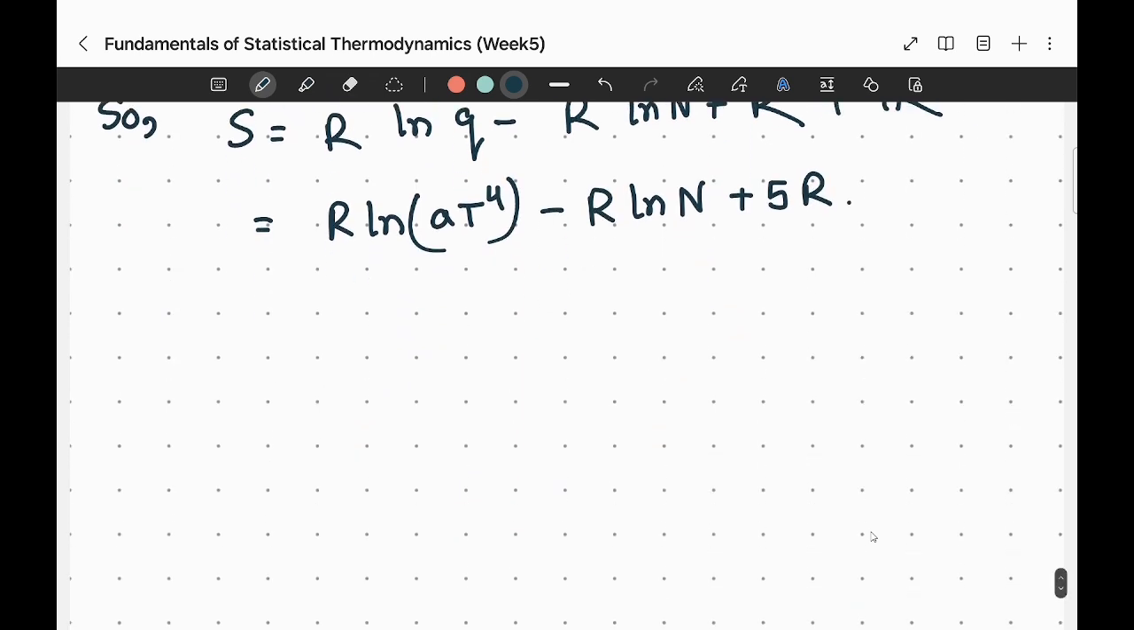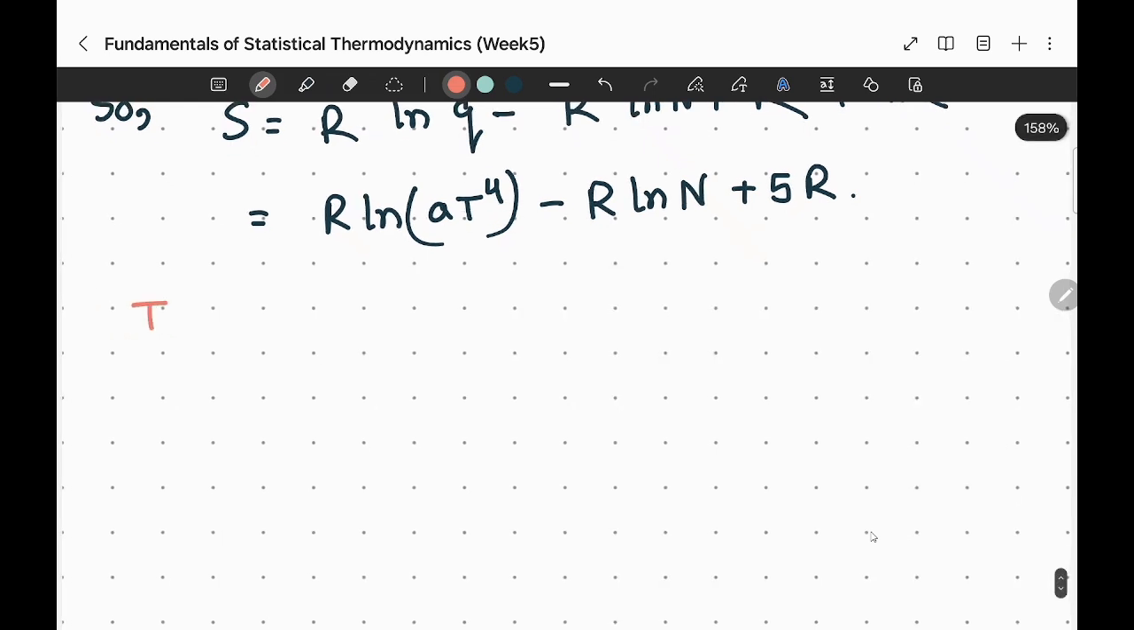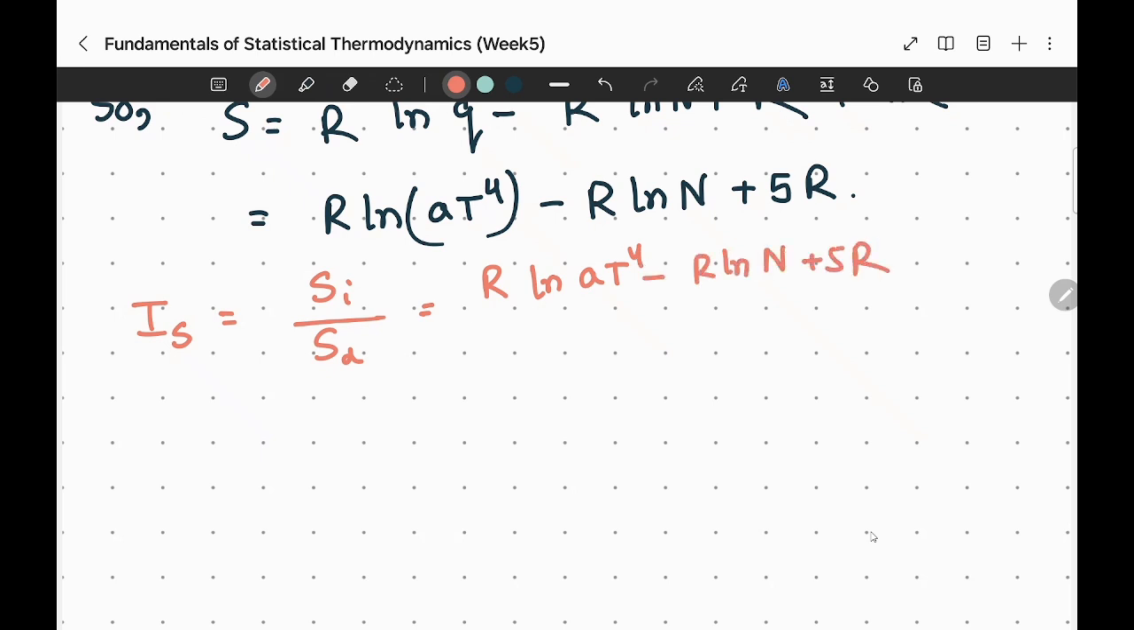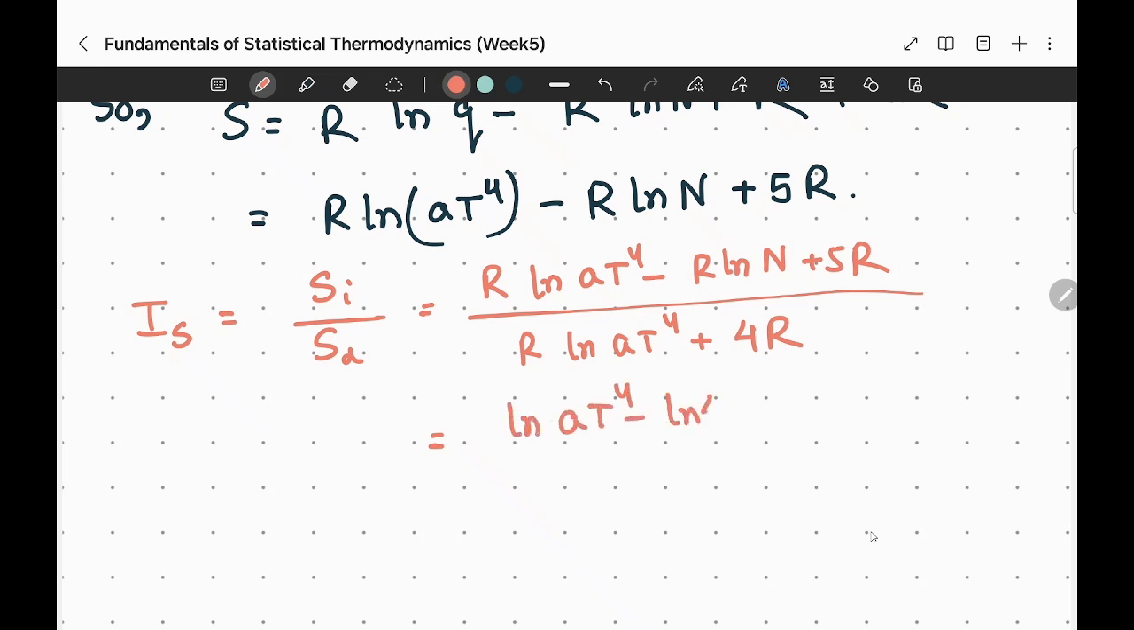So it will be S for indistinguishable. Now, what will be the indistinguishable factor? We have defined that already. S considering indistinguishable divided by S considering distinguishable, so it will be R ln a T to the power 4 minus R ln n plus 5R divided by R ln a to the power 4 plus 4R. R will cancel out. So ln a T to the power 4 minus ln n plus 5, divided by ln a T to the power 4 plus 4.